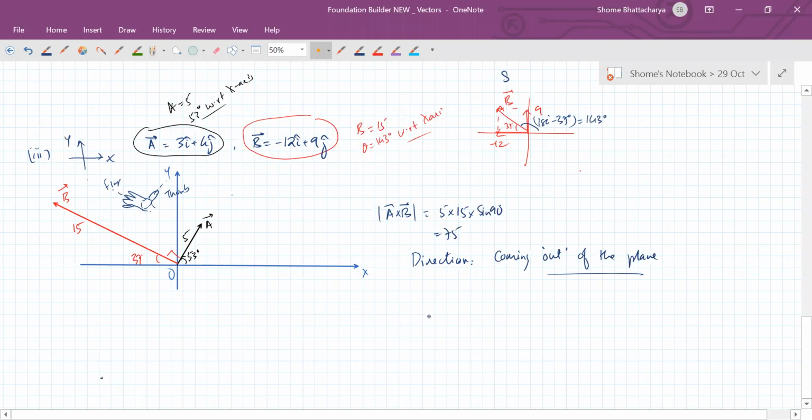You can do one more thing. You can understand that E dot B is 0. Just check from above. E is 3 I cap plus 4 j cap. B is minus 12 I cap plus 9 j cap. So that also confirms that theta is equal to 90 degrees.